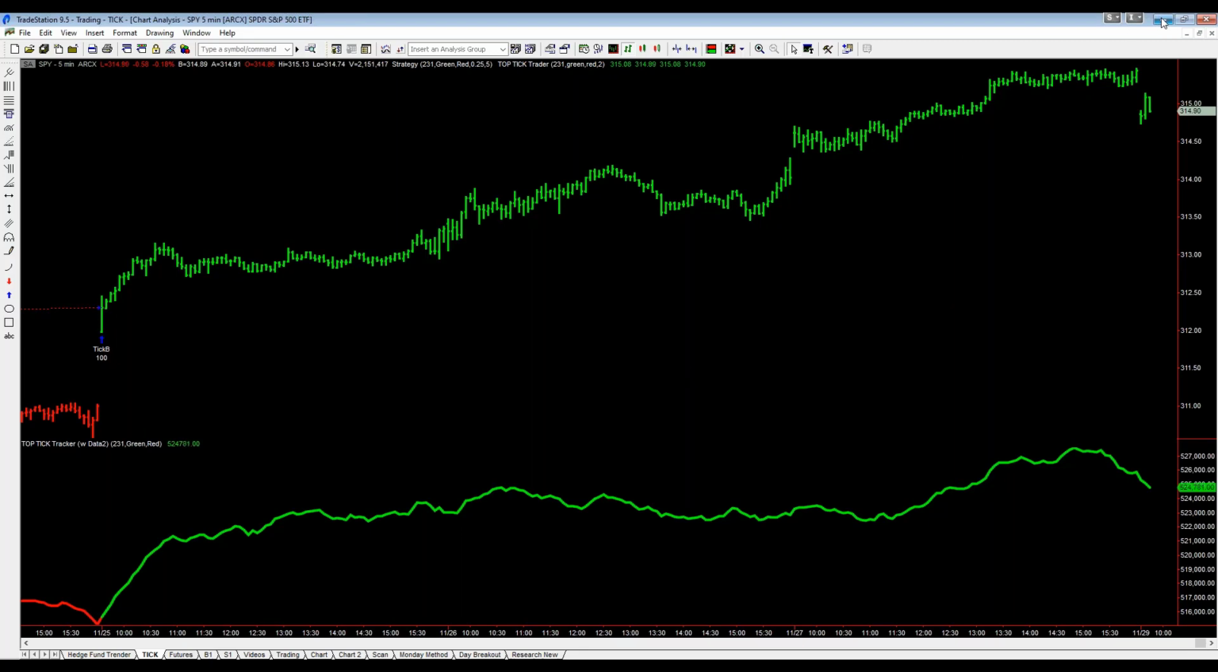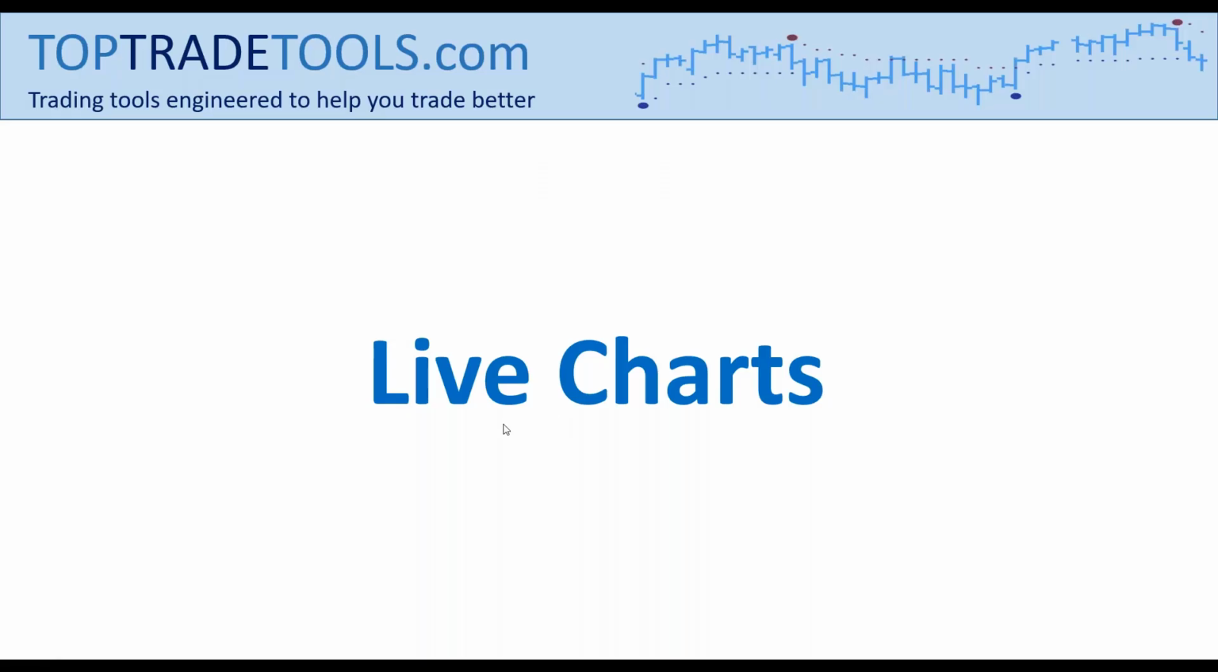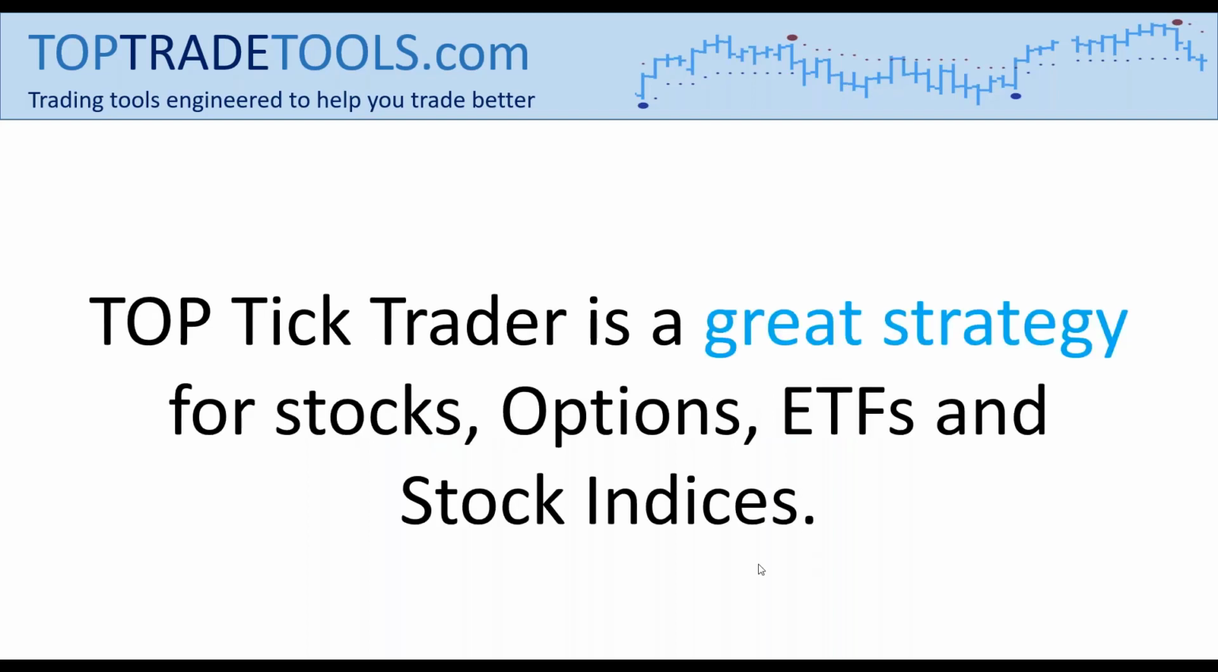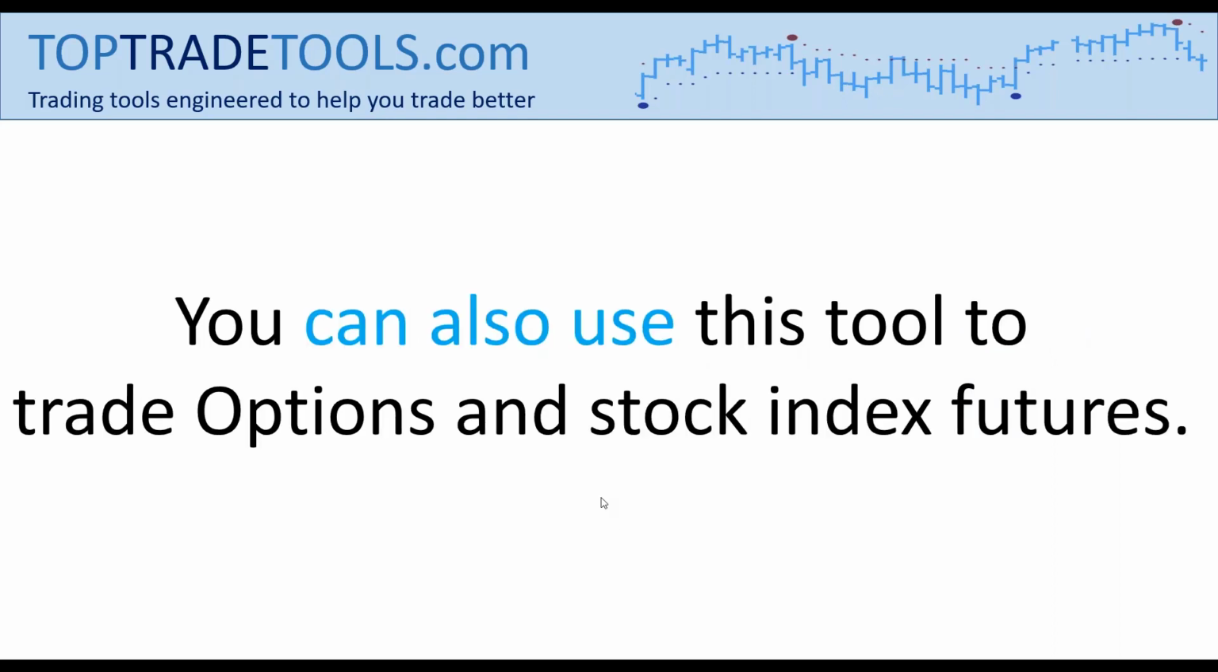So let me just take a few more questions here and show you a few more live charts. Let me just run through the final slides here. Tradable signals using the NYSE tick happen all the time. The top tick trader is a great strategy for stocks. You can trade options, ETFs, and stock indices as well. You can also use this tool to trade options and futures and stock index futures, not soybeans and other commodities, but stock index futures. This is still applicable to trading those as well.